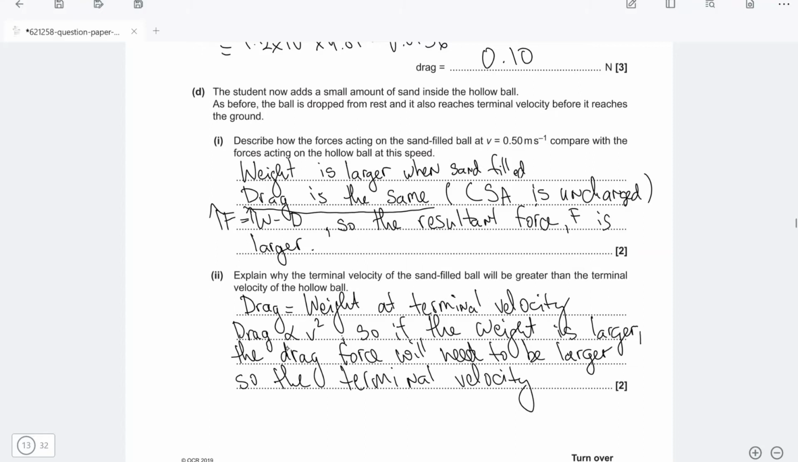Explain why the terminal velocity of the sand-filled ball will be greater than the terminal velocity of the hollow ball. Well, at the terminal velocity, the forces are balanced. The resultant force is 0, so your drag will be equal to the weight. Well, if your weight is larger, that means that your drag force should increase. The drag force is actually proportional to v squared, so the only way to increase the drag if your cross-sectional area remains the same is to be moving at a higher speed. So therefore the terminal velocity will be larger.